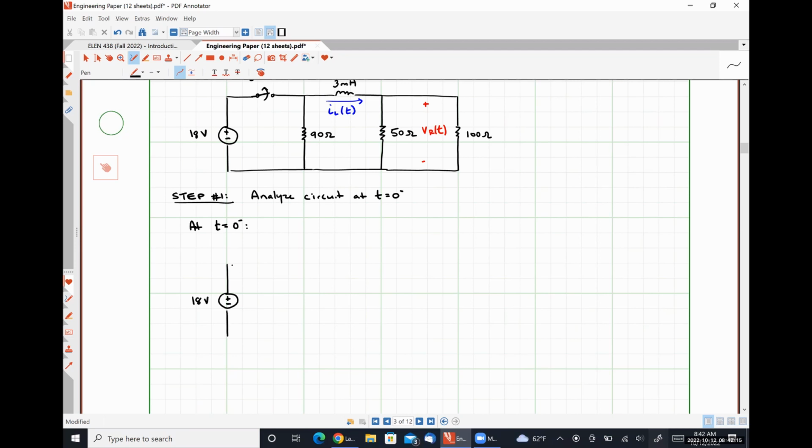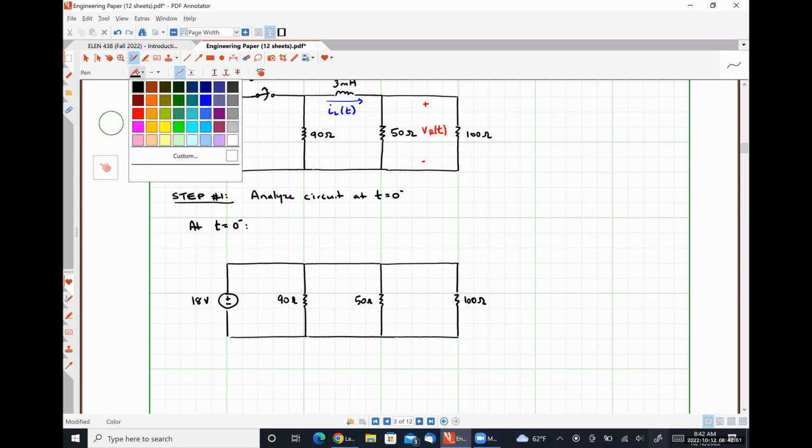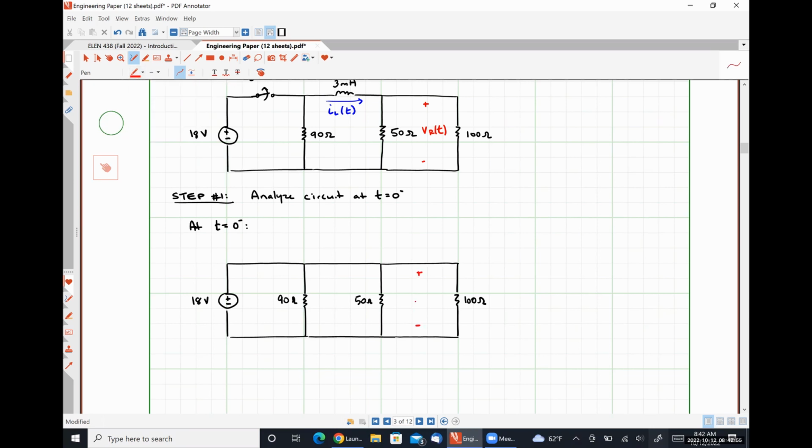Here we have our 18 volt source. Our switch is closed. Here we have our 90 ohm resistor. Here we have our 50 ohm resistor. Our 100 ohm resistor. Here is VR of zero minus. Here is IL of zero minus. And we need to figure out each of these two quantities. So, anybody have any thoughts or suggestions?